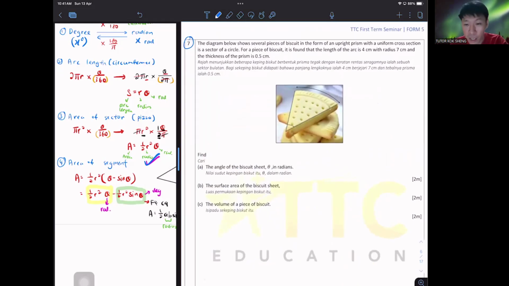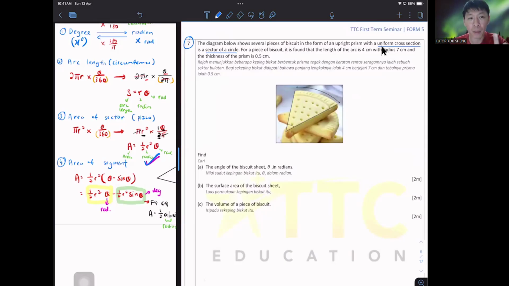Okay, let's go, number 7. This one, 2 marks, most probably will be a paper 1 question. Okay, so you see the diagram below shows several pieces of biscuit in the form of an upright prism with a uniform cross-section. This uniform cross-section is a sector of a circle.